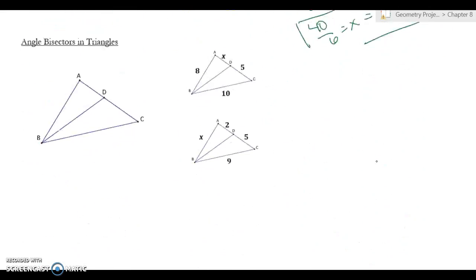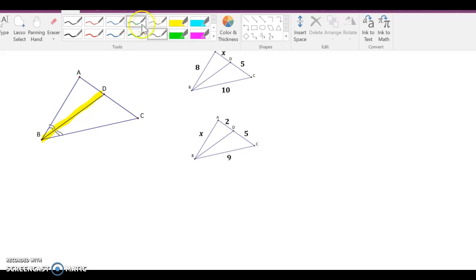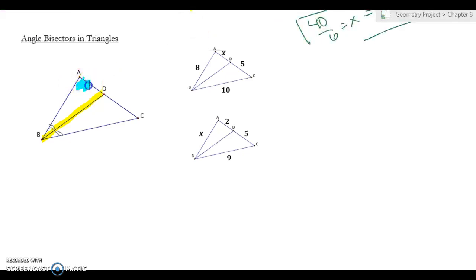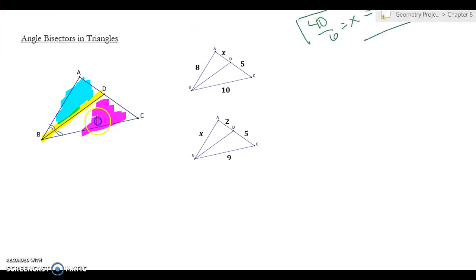Okay, the next thing we have is angle bisectors, and this one's actually pretty easy. We're going to say that BD bisects that angle. And so what that means, remember, is bisecting is you're cut in half, so this angle is equal to this angle. So if that situation arises, then what happens is this left side of the triangle is proportional to this right side of the triangle.